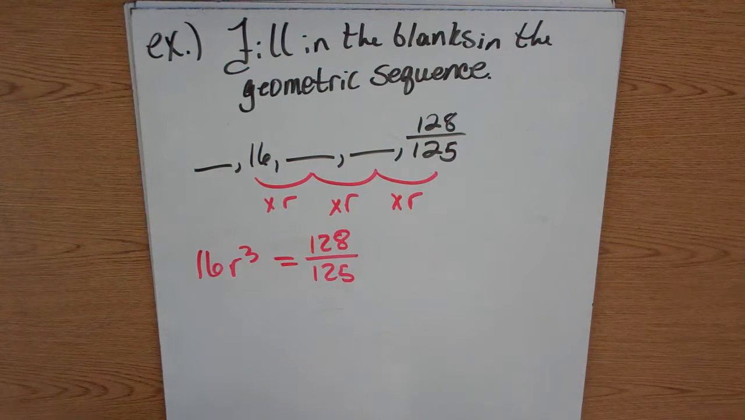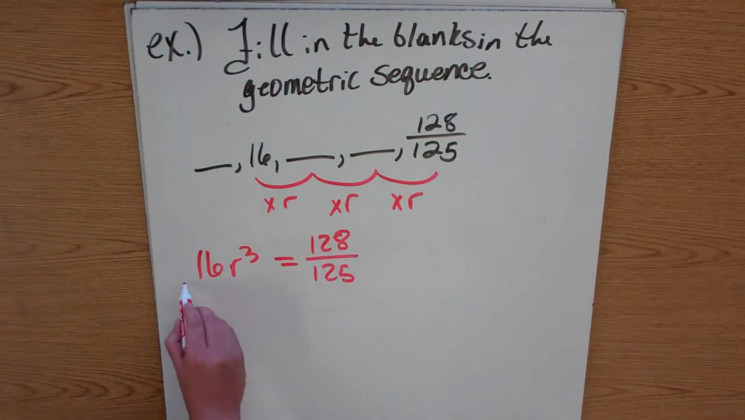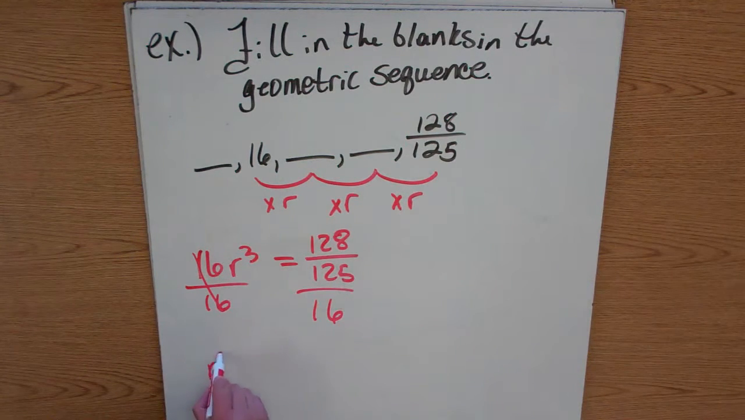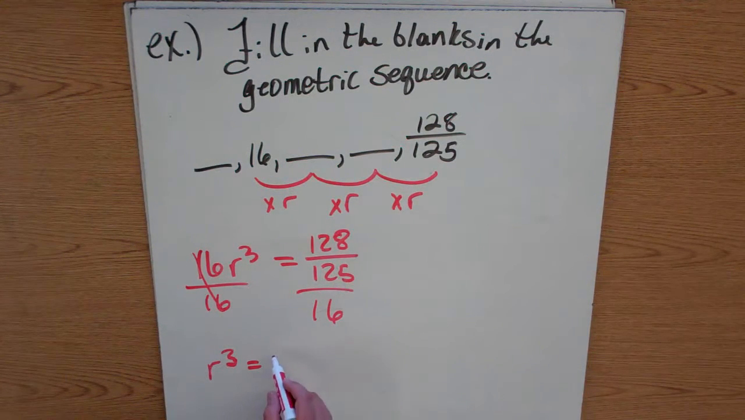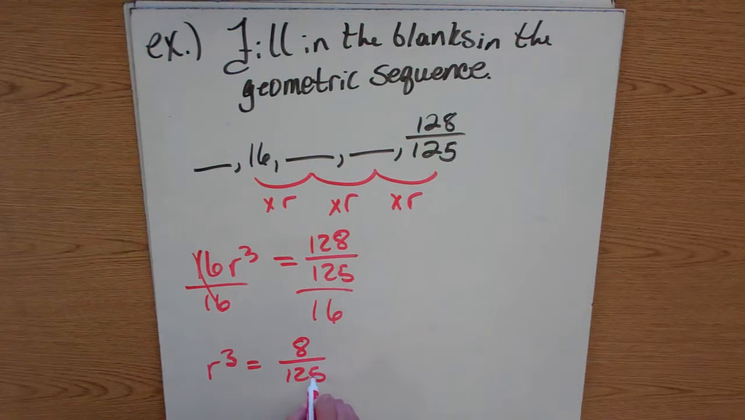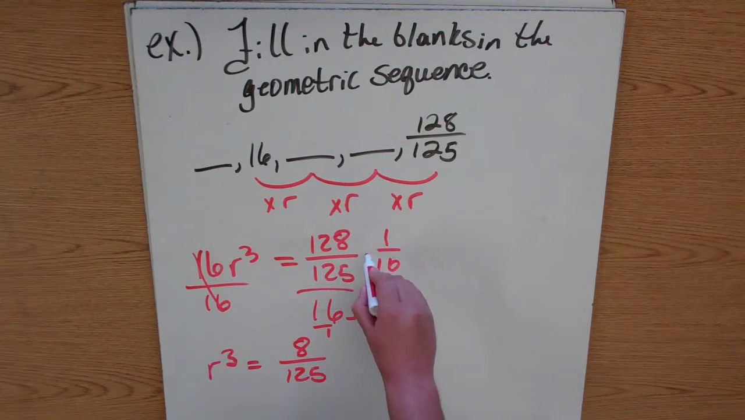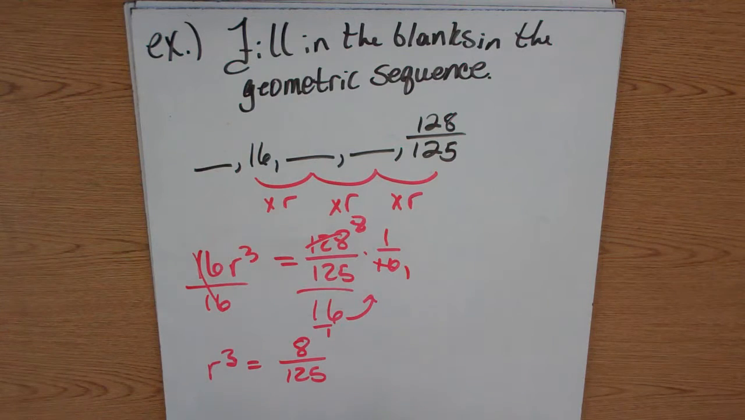Alright, so now what we can do is solve for r. We'll divide off 16. So r cubed equals 128 divided by 16, which comes up to 8/125. Because this is 16/1, you'd flip it over, so this would be times 1/16. This would go to a 1, and this would go to an 8, because 16 times 8 is 128.